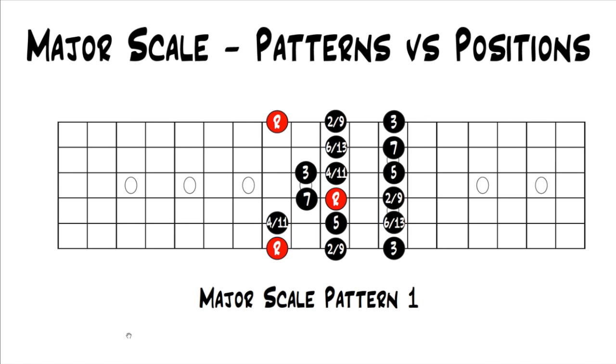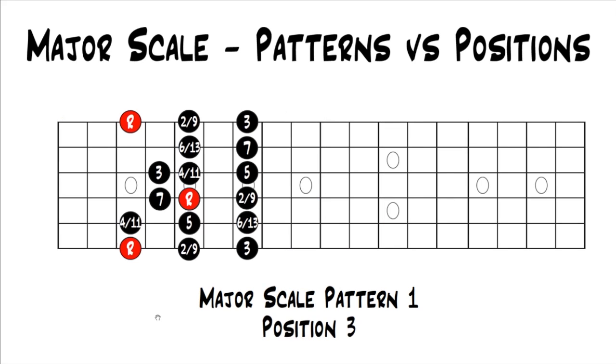But when you're talking about positions, this is actually position 8. And a position is referring to where you are on the fretboard. So this is position 8 because when you're playing this, your first finger would be landing on the 8th fret. So that's what the position refers to, where your first finger is landing in the frets.